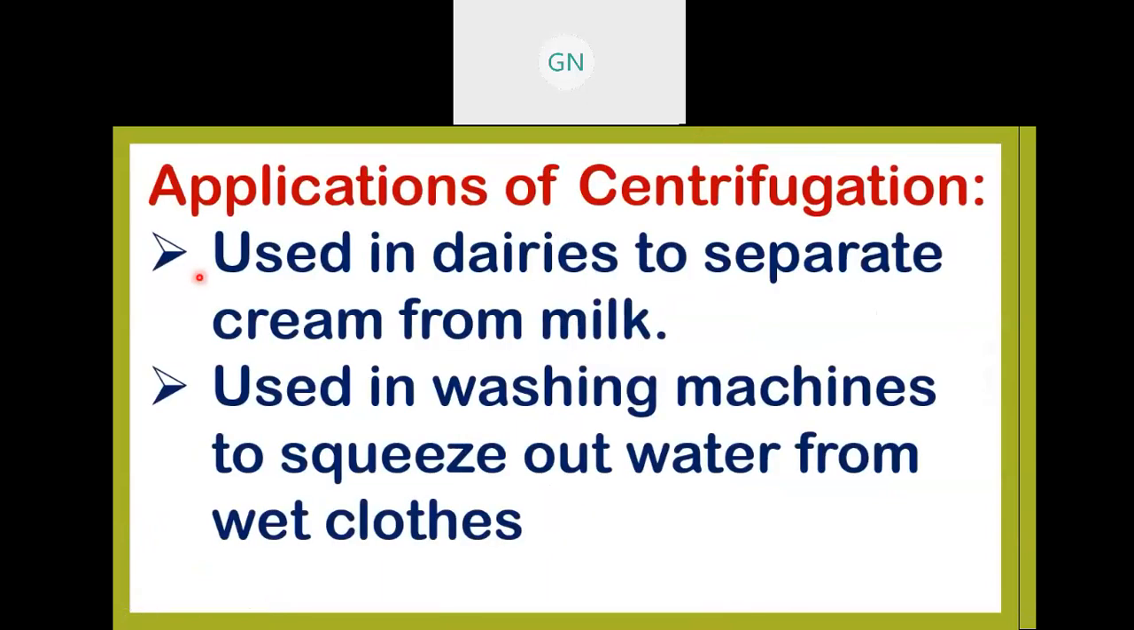Application of centrifugation. We can use it to remove cream from the milk, and in everyday life we see the washing machine, which at the end will swing and remove the water from the clothes. So the centrifugation method is used in the washing machine.